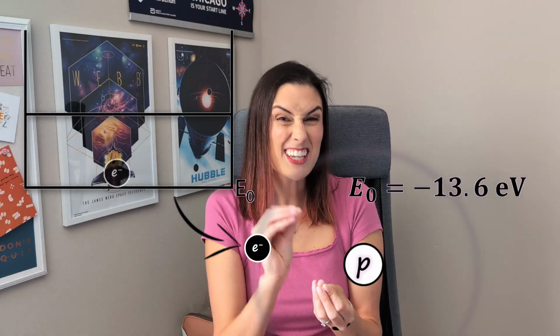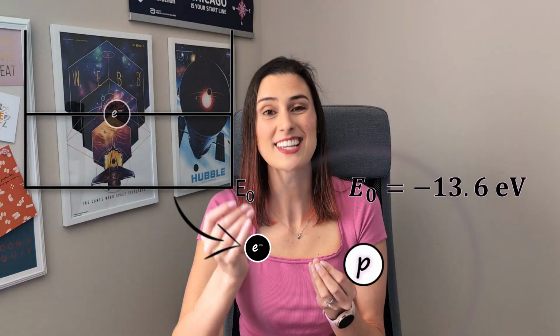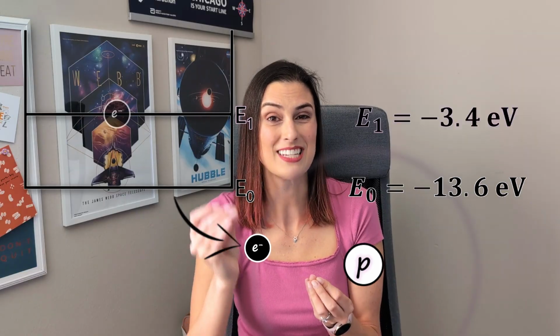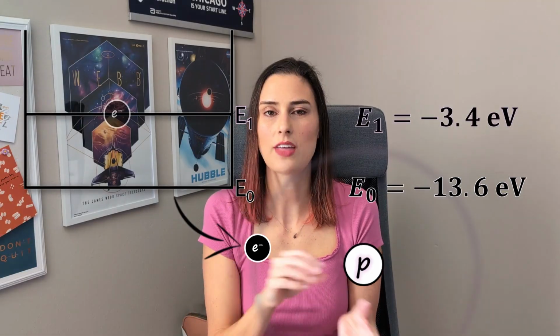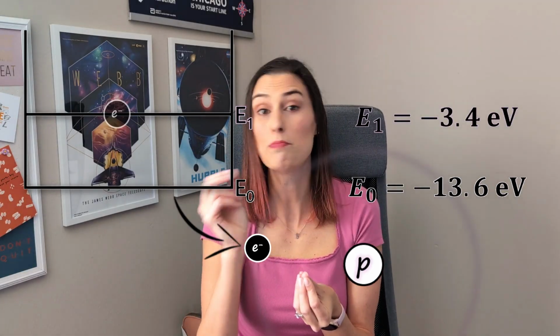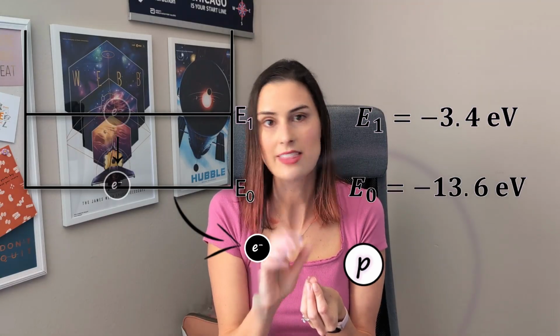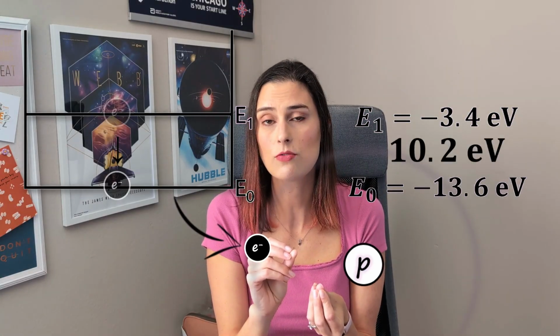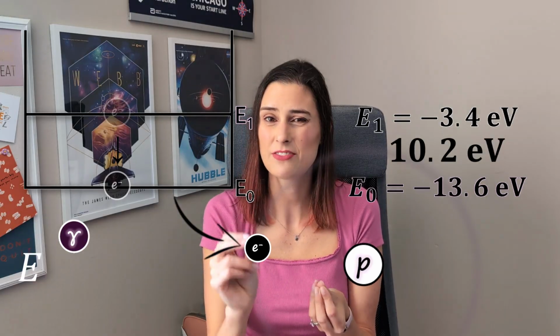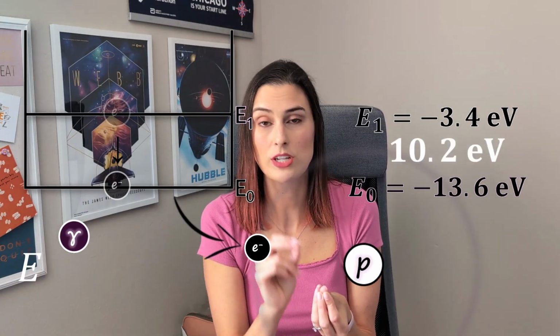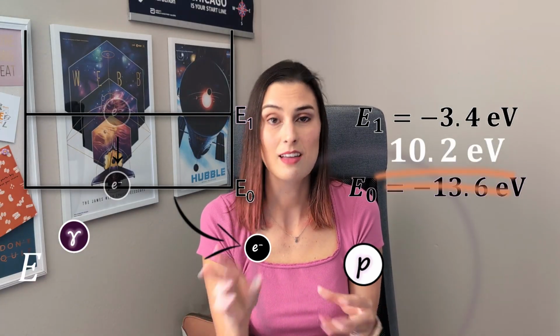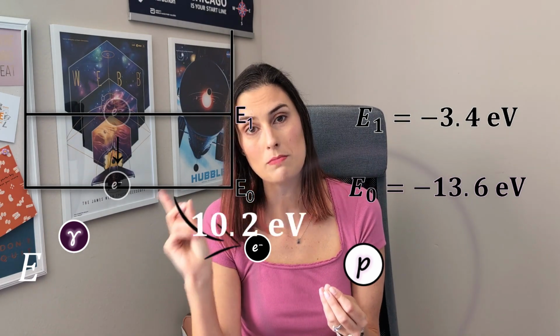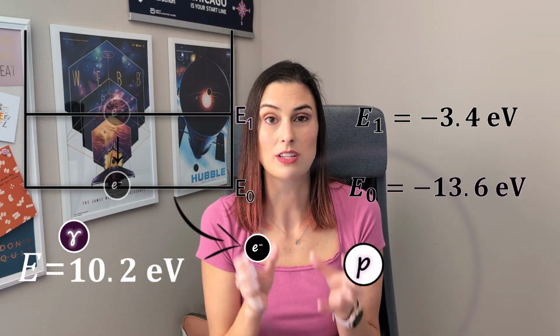If instead it has just a little bit more energy, so it can get up to just the next level of energy, that has minus 3.4 electron volts. So if that electron goes from that higher energy state back down to the lowest one, the energy has to go somewhere and it's emitted in the form of a photon. And because the difference between those energy states is 10.2 electron volts always, that means that photon is always going to be emitted with 10.2 electron volts of energy.